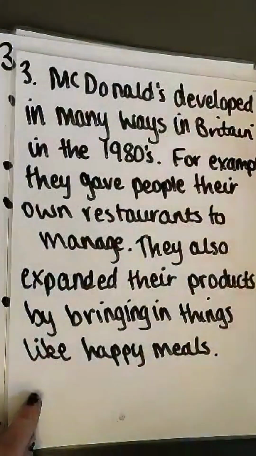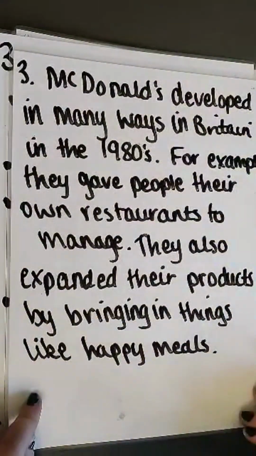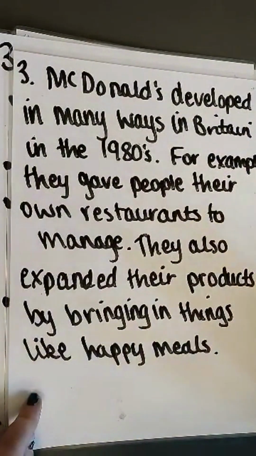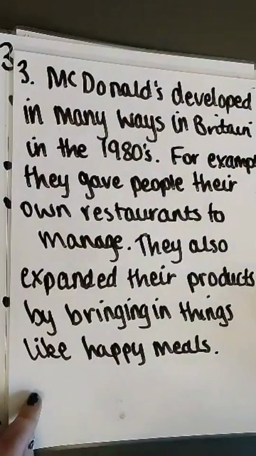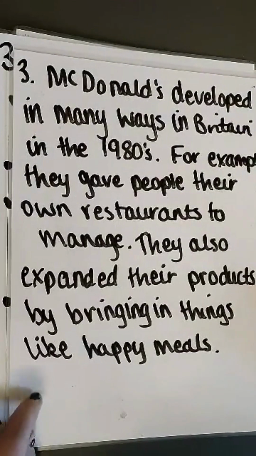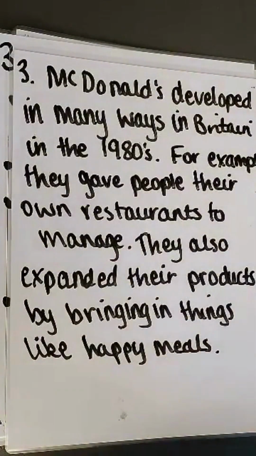Now this is just a big chunk of text. Now if you read through it, it's not bad. Okay, so they've said McDonald's developed in many ways in Britain in the 1980s. For example, they gave people their own restaurants to manage. They also expanded their products by bringing in things like Happy Meals. Now this is not bad. Okay, this does actually get 2 marks.